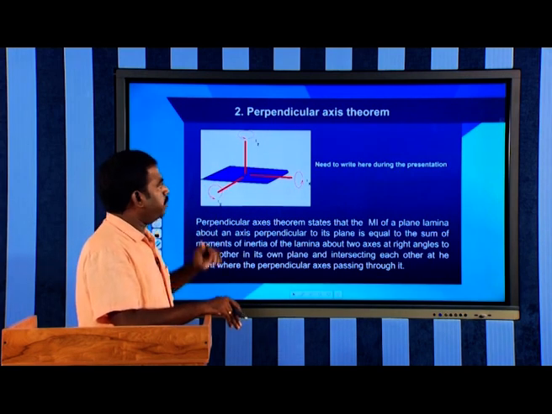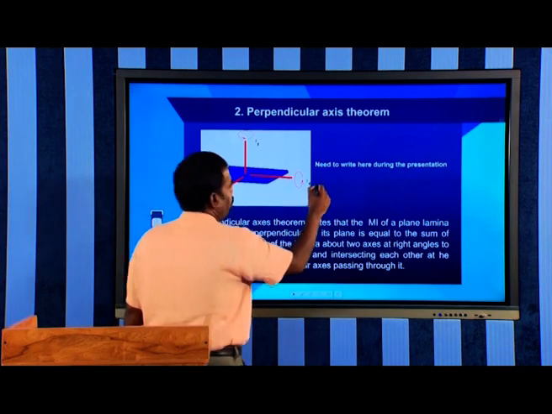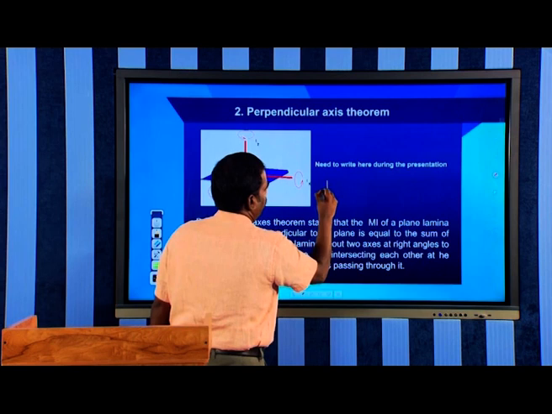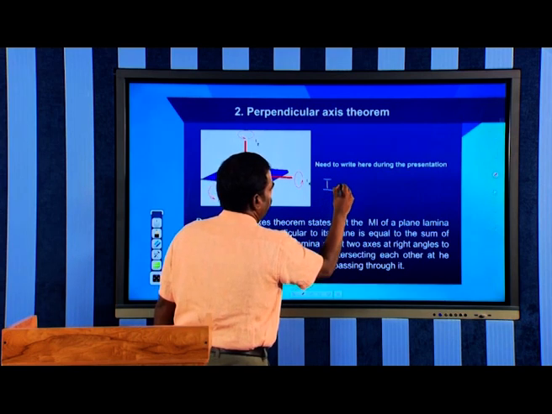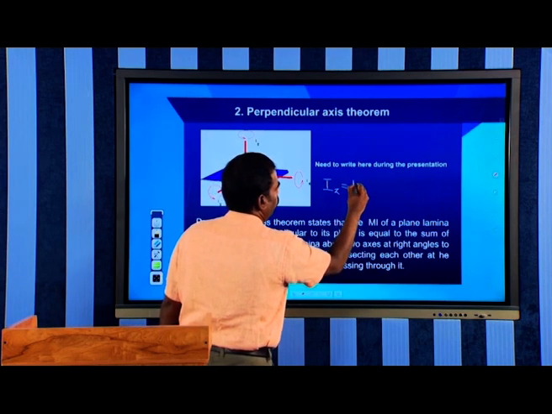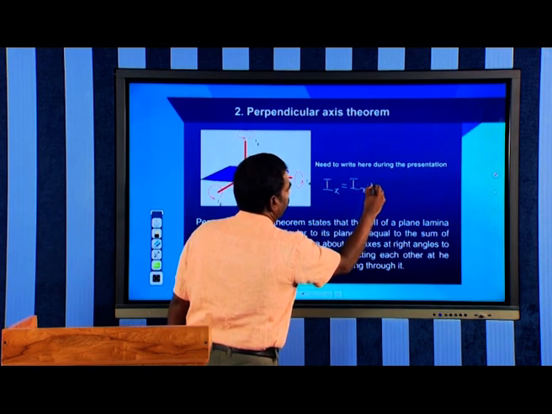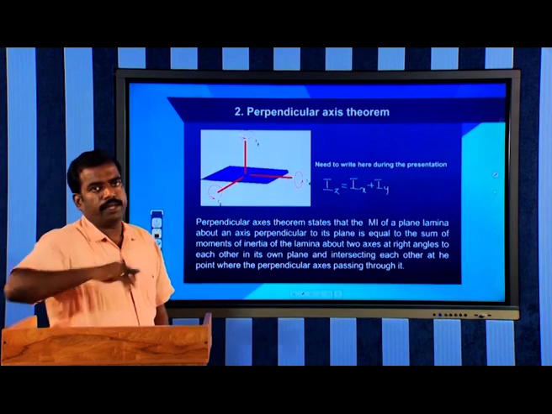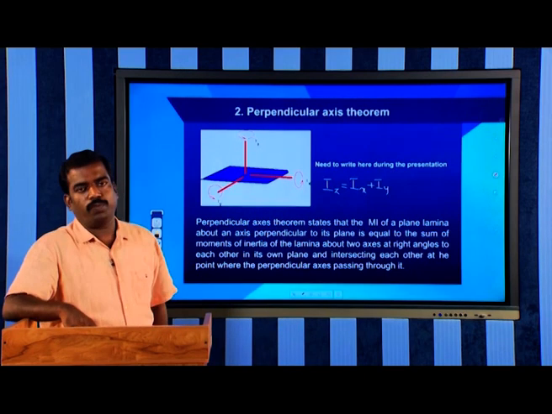Then the theorem states that the moment of inertia of the lamina about the perpendicular axis Iz must be equal to the sum of the moments of inertia of the lamina about the other two axes. This is the perpendicular axis theorem. So, this is the statement of the perpendicular axis theorem.